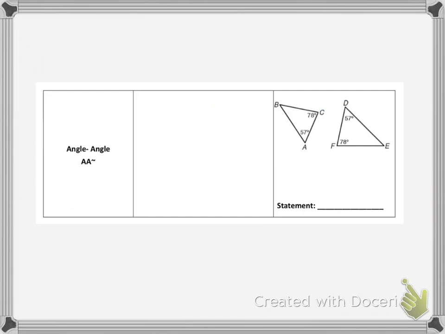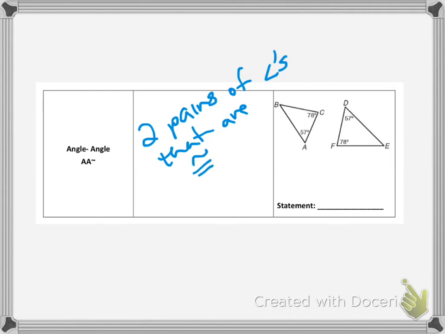Our last rule for triangle similarity is called angle, angle. This one's very simple. If you have two pairs of angles that are congruent, you can say that the two triangles are similar. This is very basic. If I have angle C matches up with angle F and angle A matches up with angle D, I can say the two triangles have to be similar, because here's the deal. If I know those two angles, I can get the third angle, because all three angles in the triangle have to add up to 180.